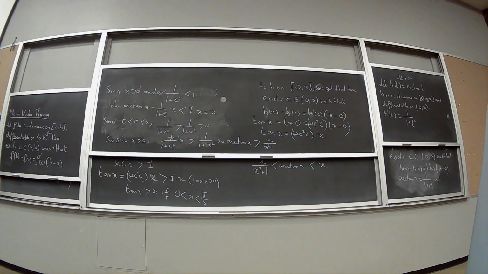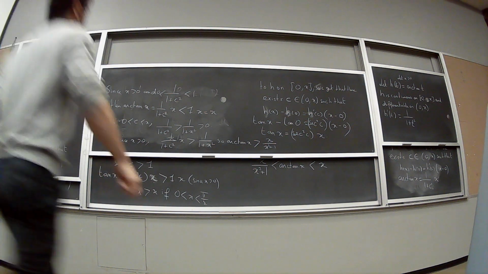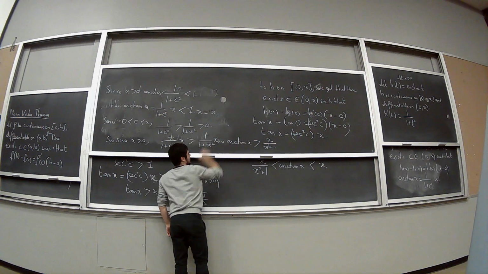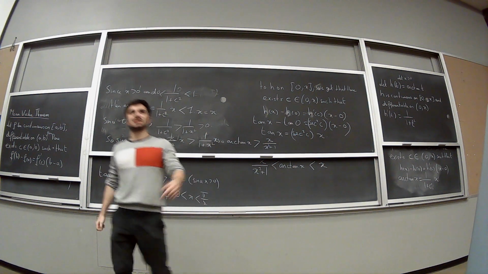I think the class is strong enough to be able to master this stuff. Yes? In that inequality, why isn't it greater than 1 over 1 plus x squared times x? Oh, I should multiply by x. Sorry. I should multiply by x here. Yes, I multiplied x on both sides. Thank you.